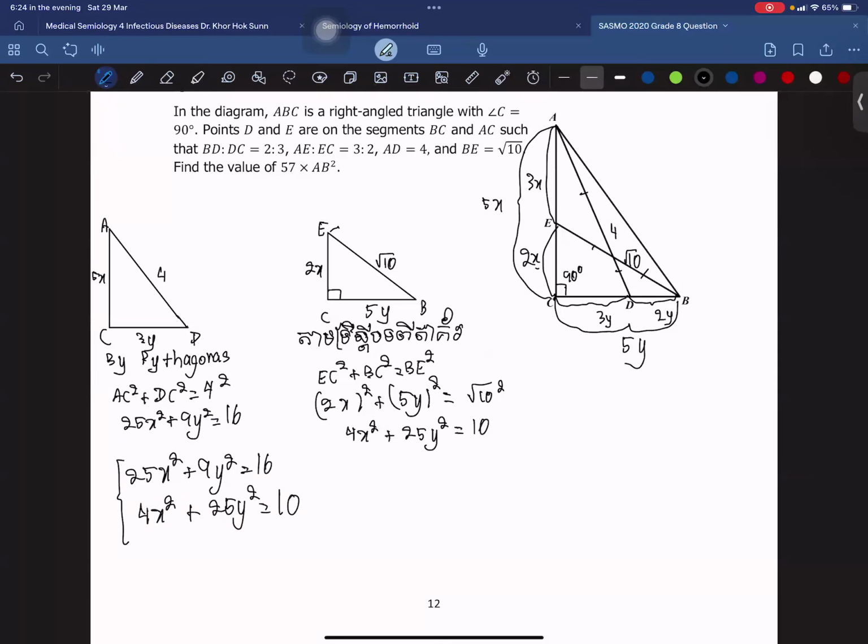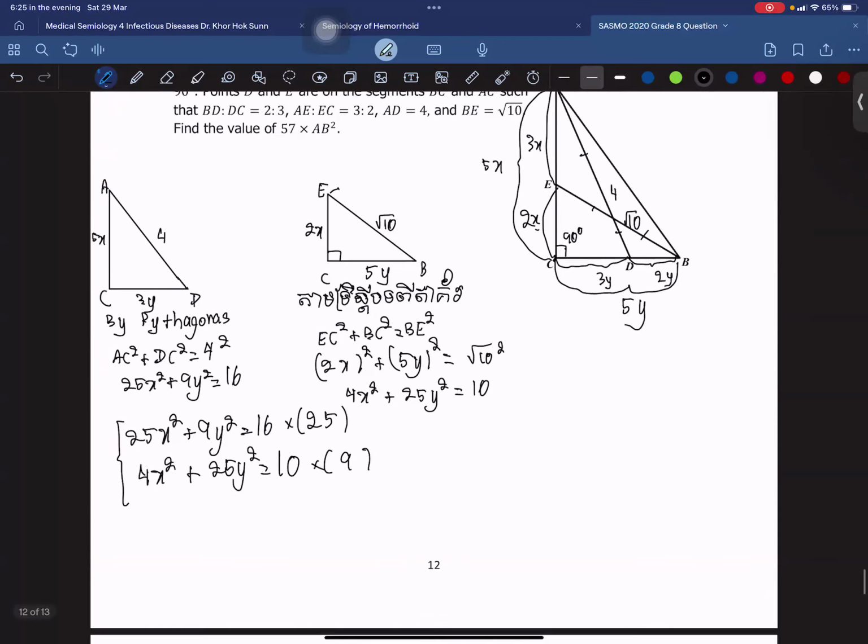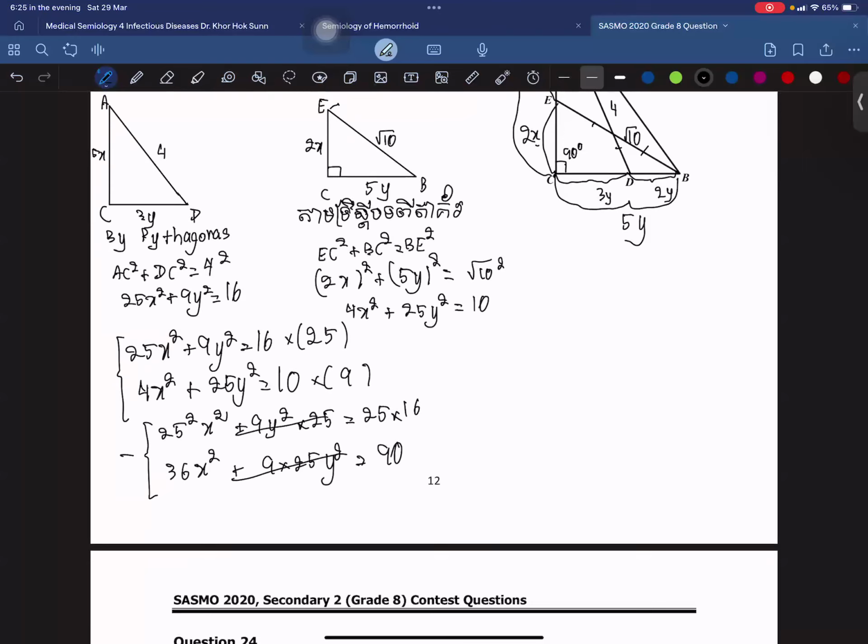So what do we have to do? Let's multiply this one by 25 and this one by 9, because we need to eliminate the y squared. So we're gonna have 25 squared plus 9 squared times 25 equal to 25 times 16, and 36 plus 9 times 25 y equal to 90. So by subtracting, we're gonna cut this off.